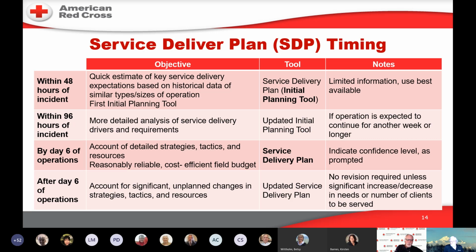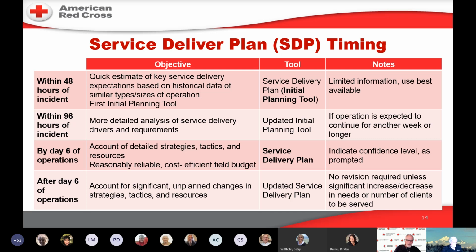So we are an organization in an area of disaster response where we respond and we adjust as we go along. And so that's a large part of what you're doing between the initial incident report, which is just to give a heads up to people of what is happening, through the initial planning tool where you're getting it more refined, you're starting to get the scale, to the service delivery plan where you have a pretty good idea of what's being done. The service delivery plan for a large operation is done around day 6.